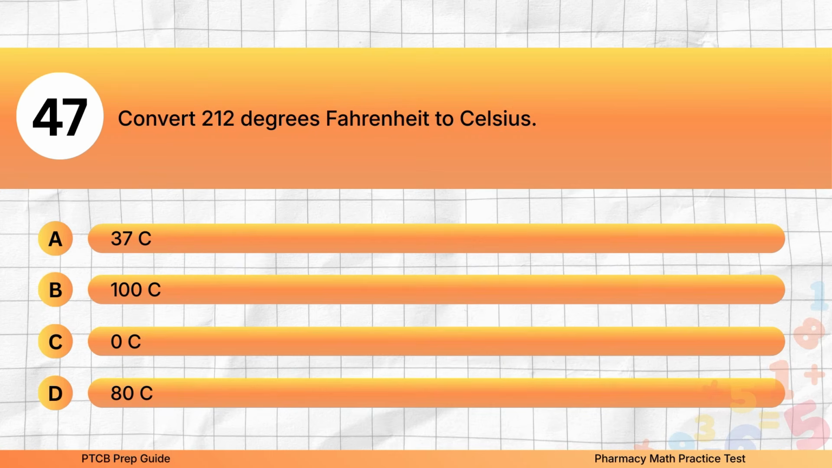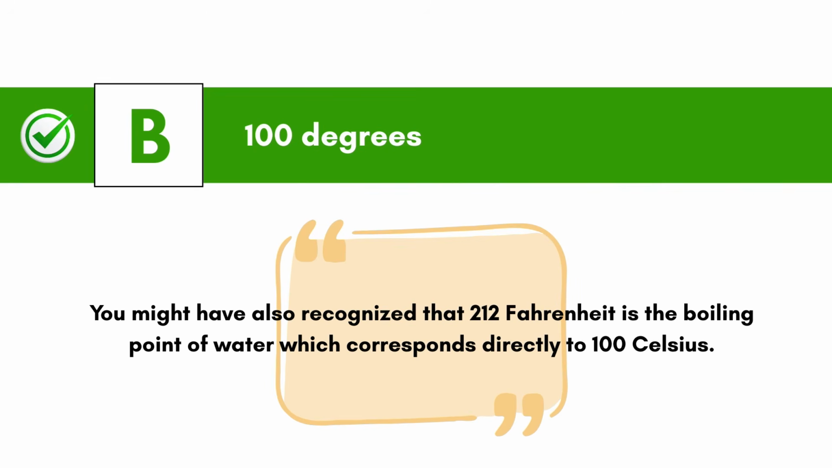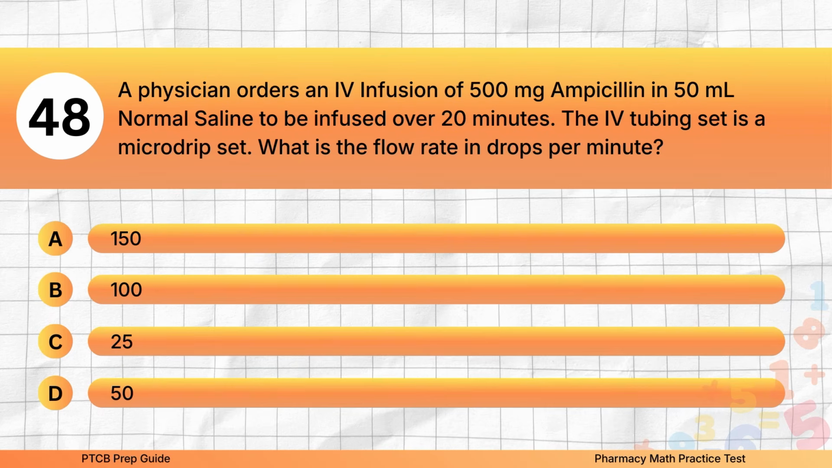Question 47 asks for a temperature conversion. Convert 212 degrees Fahrenheit to Celsius. A, 37 degrees, B, 100 degrees, C, 0 degrees, or D, 80 degrees. Do the math, or use your memory for this one. The formula is Fahrenheit minus 32 divided by 1.8. So, 212 minus 32 equals 180. Then, 180 divided by 1.8 equals 100. So the answer is 100 degrees Celsius. Option B is correct. You might have also recognized that 212 Fahrenheit is the boiling point of water, which corresponds directly to 100 Celsius.